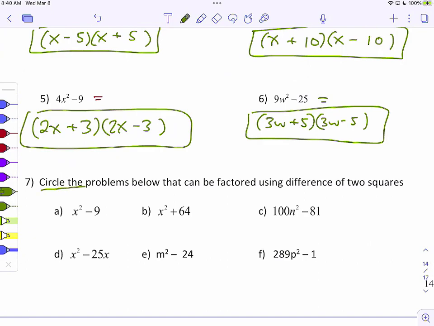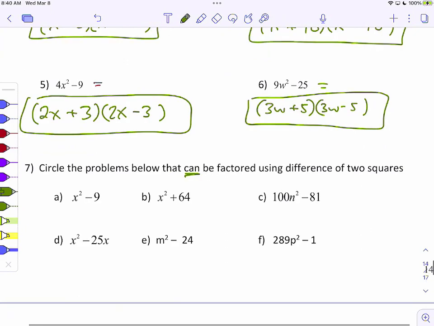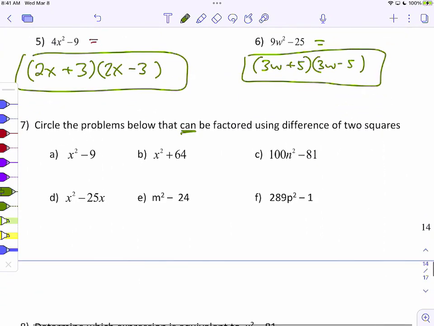Here it says circle the problems that can be factored using difference of squares. I wrote a bunch here. It's got to be perfect square, something squared, minus something squared. I'll just say them, and you just tell me whether you think yes or no on them. We're not going to actually factor them. What do you think about A, yes or no? Yeah, that one you can factor using difference of squares. It's x squared minus 3 squared. So that one's a yes.